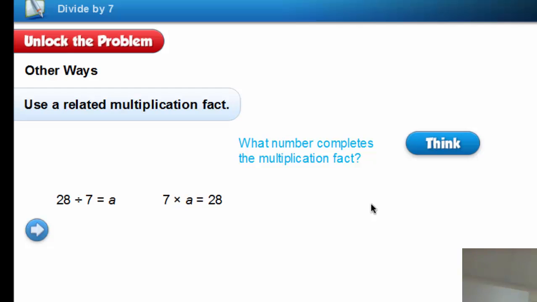Well, if I know my multiplication facts, I would know that 7 times 4 equals 28. And so if 7 times 4 equals 28, then 28 divided by 7 has to equal 4. And there are the 2 ways that we can write or record that division problem.